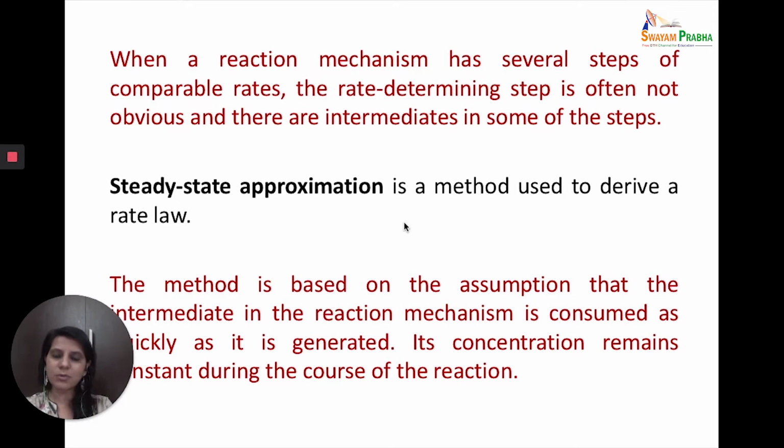So what are the two important points of the steady state approximation? First, the intermediate is generated at the same rate as it is consumed. Second, its concentration is small and remains constant during the course of the reaction.